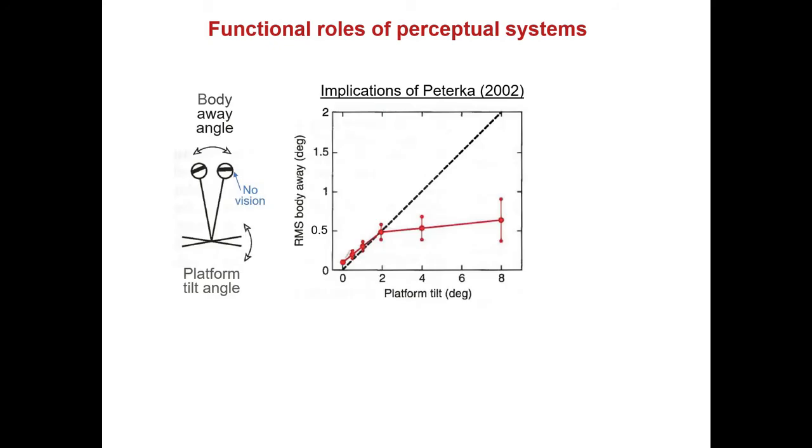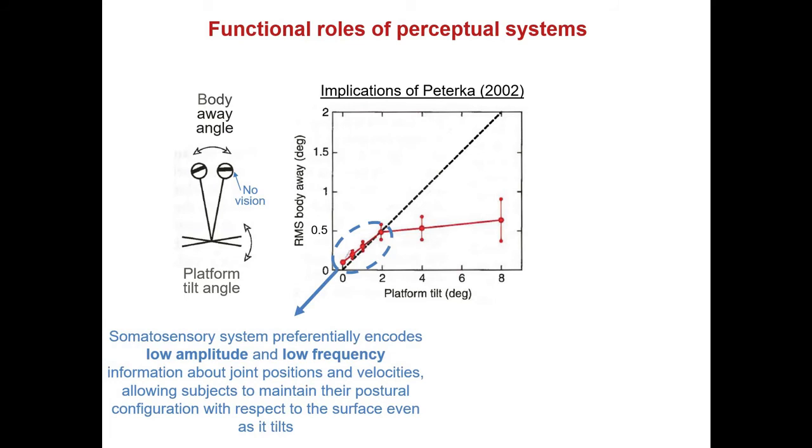If we look again at the results from the Peterka experiment we were looking at earlier, we can try to understand these results based upon the idea that different perceptual systems are specialized for detecting different types of information. Here we see that the somatosensory system preferentially encodes low amplitude and low frequency information about the position of the body relative to the platform. This information is what allows the subject to maintain their postural alignment with respect to the surface, even as it tilts.